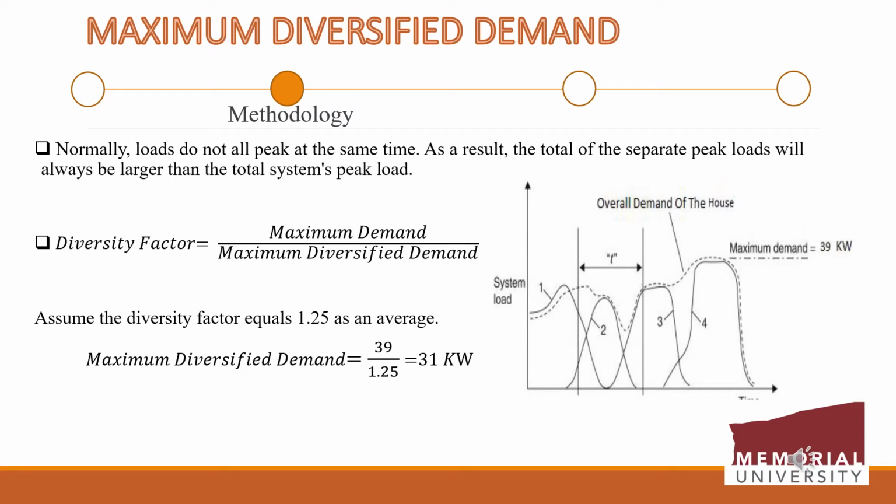Normally, loads don't all peak at the same time. As a result, the sum of separate peak loads will always be larger than the total system peak load. The diversity factor is equal to maximum demand divided by maximum diverse demand. Assume the diversity factor equals 1.25 as an average, so the maximum diversity demand is equal to 39 divided by 1.25, which is equal to 31 kilowatt.